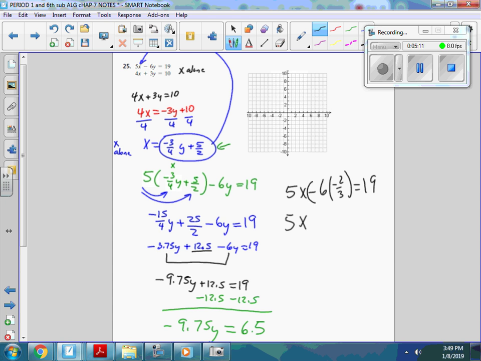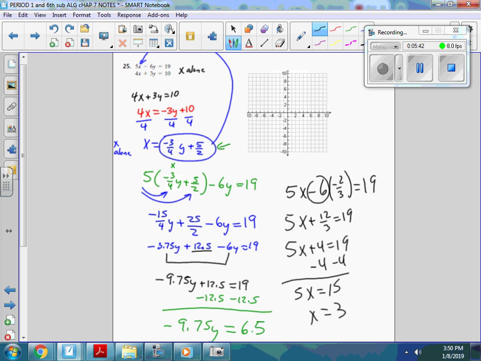So negative 6 times negative 2/3 is positive 12/3 equals 19. 12/3 is really 4. So 5x plus 4 equals 19. Subtract 4. Again, 5x equals 15. x equals 3. Is that correct or no? Did I make a mistake? Oh, sorry. There's someone in the room who got the same answer. Thank you. So hopefully that's right.